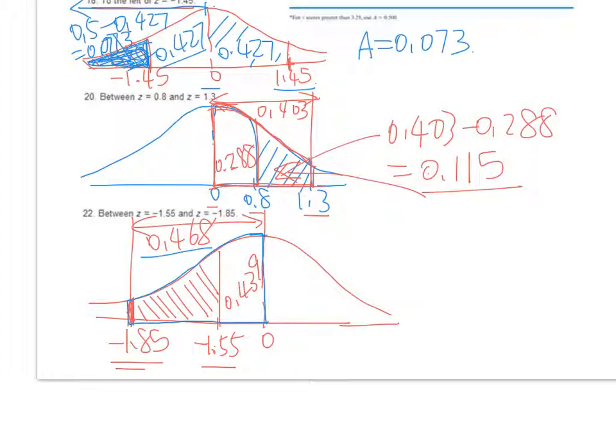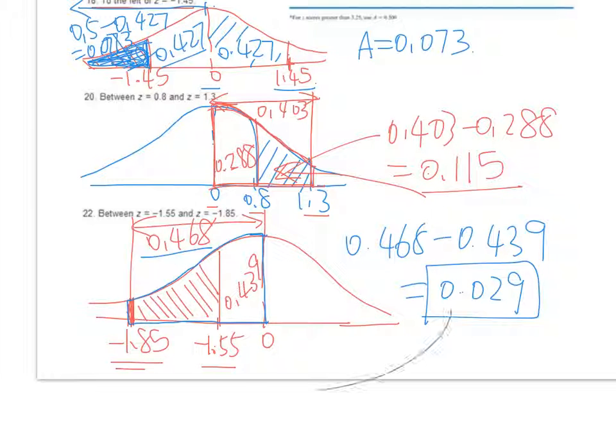How do you find the shaded region? We take the difference: the bigger one, 0.468, subtract the smaller one, 0.439, and get 0.029, and that is the area of the shaded region.